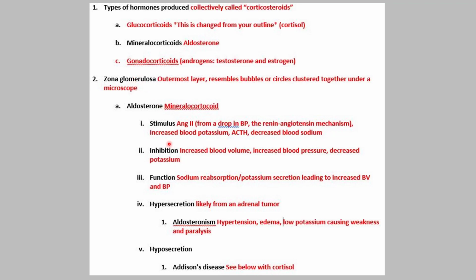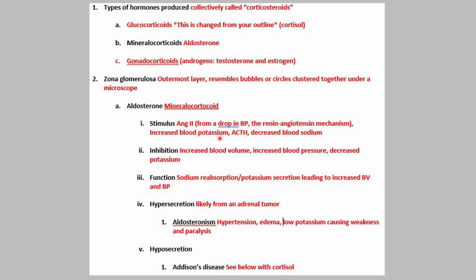Its stimulus is a hormone called Ang2. Angiotensin 2 is what that stands for. We will talk a lot about that when we get to the cardiovascular system, and again when we get to the urinary system. But just know that Ang2 results from a drop in blood pressure. When blood pressure drops, we have Ang2 circulating in our blood. And Ang2 tells the adrenal cortex, specifically the zona glomerulosa, to release aldosterone.